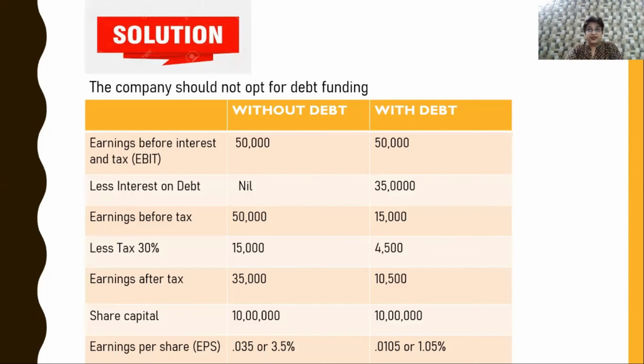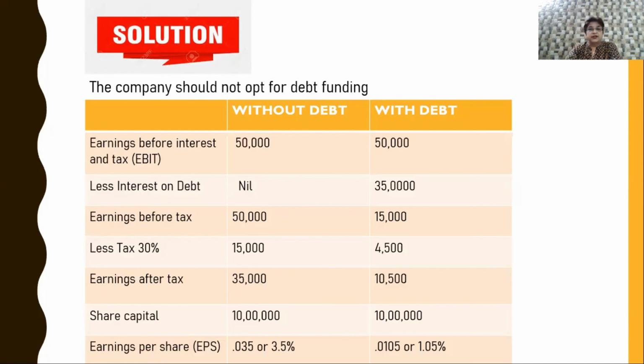Now, this has been explained because they've said give reasons also. So we are starting with the earnings. So 50,000 is the earning in both the cases. In the first case, suppose they don't take debt, and in the second case, they go in for debt. So the earnings remain 50,000, and if they don't go in for debt, no interest is to be paid. And in the other case, the interest has to be paid, that is 15,000. So after that, 30% tax is to be calculated. 30% tax on 50,000 is 15,000 in the first case, and 30% tax on 15,000 is only 4,500. So earnings after tax in the first case is 35,000, whereas in the second case it is 10,500.